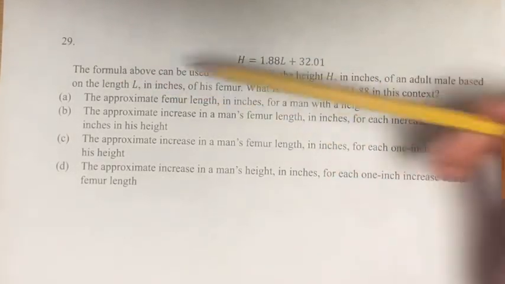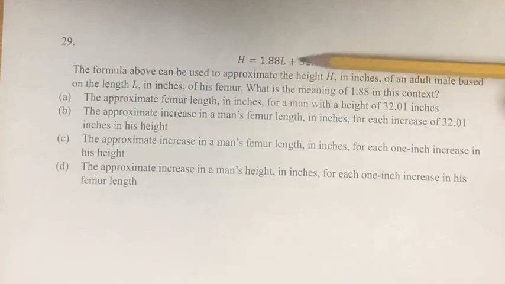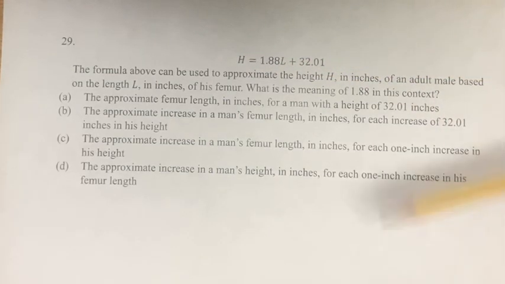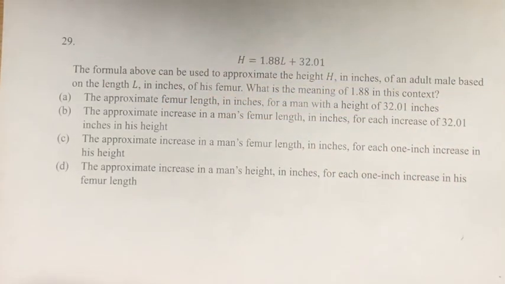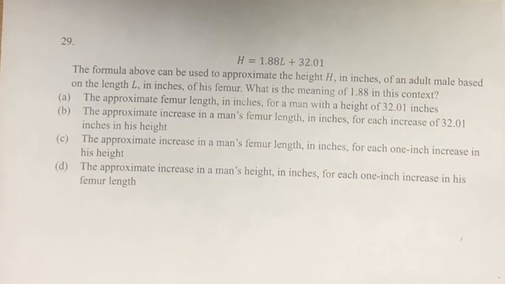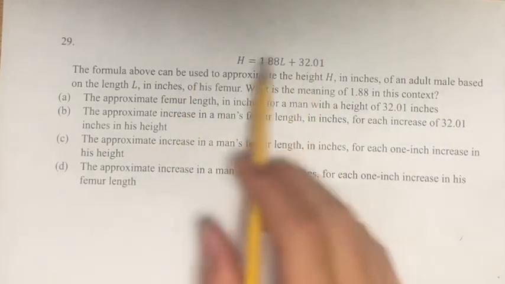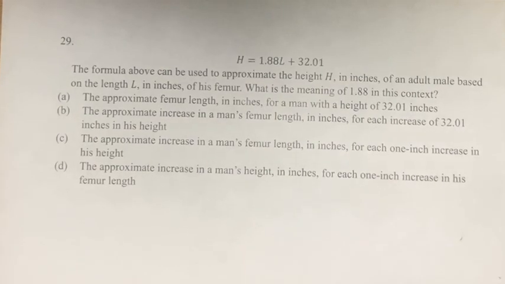In this problem, we're told the formula above, h is equal to 1.88L plus 32.01, can be used to approximate the height h in inches of an adult male based on the length L in inches of his femur. We're asked what is the meaning of 1.88 in this context. So this is a linear equation in slope-intercept form.